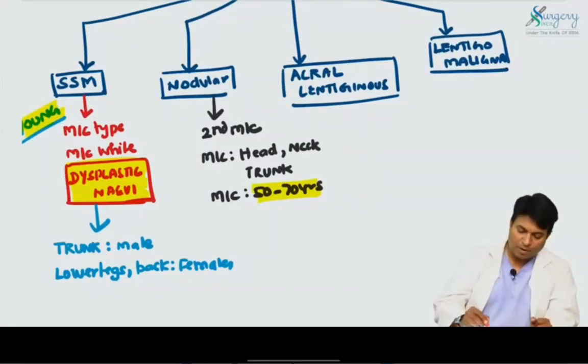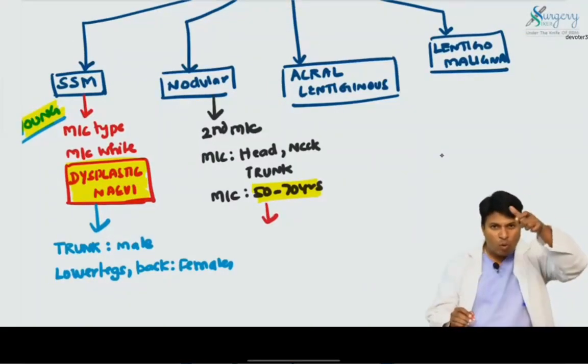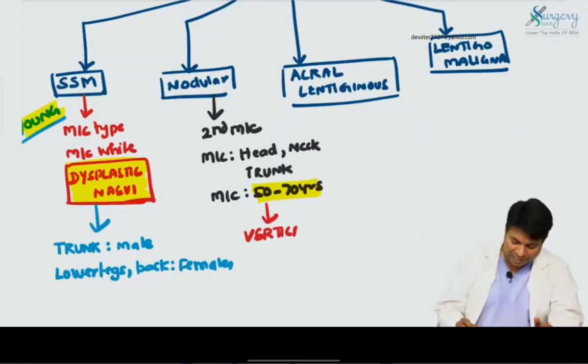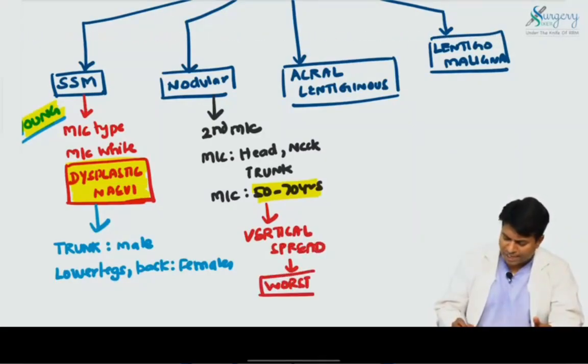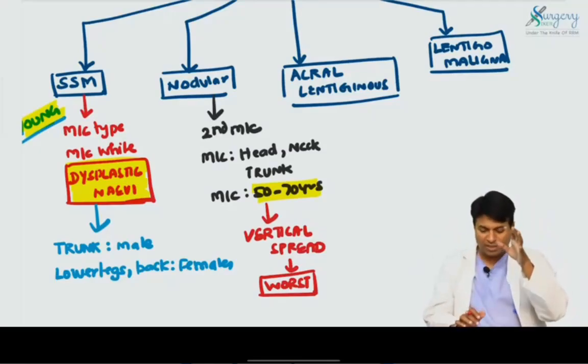The classical MCQ from nodular melanoma is this one. This is the mole which has more vertical spread rather than horizontal spread. The more the vertical spread, the worse the prognosis. Worst of all, guys, is nodular melanoma. It goes deeper and deeper. Therefore, it has the worst prognosis.